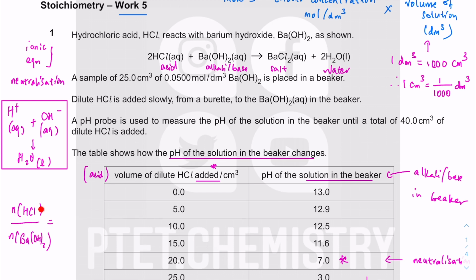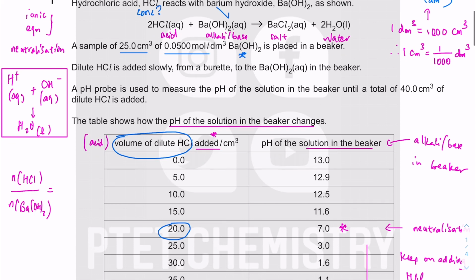It does not matter which one you put on the top or the bottom, but I know that I want one of these and I have the information on the other one, because this is neutralization between the HCl and the barium hydroxide. If you look at the information given, this is the volume and this is the concentration for the barium hydroxide. At the point of neutralization, you know the volume of HCl, but you don't know the concentration. So that is your other thing in your mole ratio that you want to compare with: something you know, something you want to find.